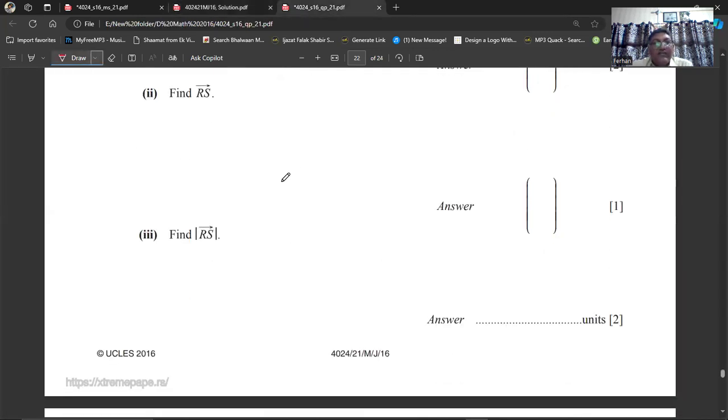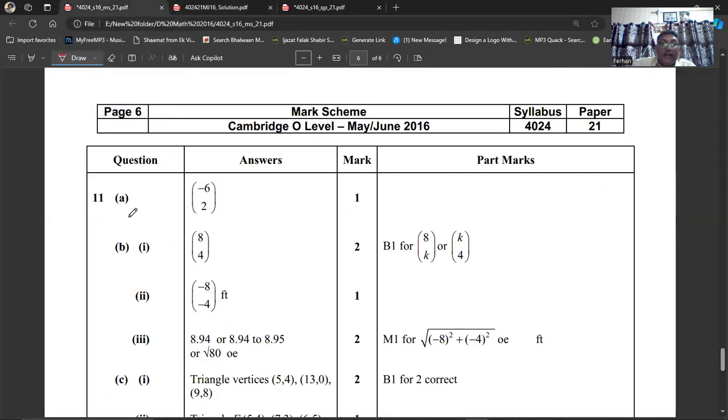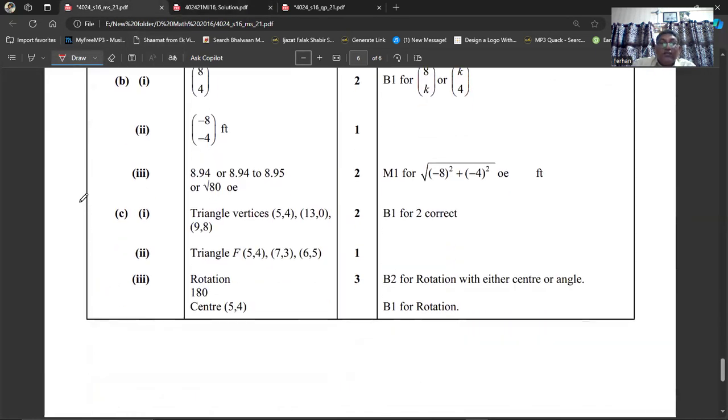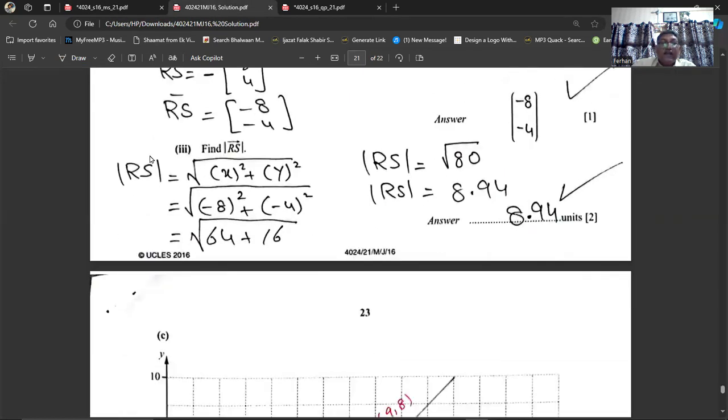Then they want me to find the magnitude of RS. The magnitude of a column vector we can find easily. The formula is the square root of x squared plus y squared. So you will have (-8) squared plus (-4) squared, 64 plus 16, that's 80. Square root of 80 is 8.94. So the magnitude of RS will be 8.94. 8.94 is the right answer, sir. This is how this is done.